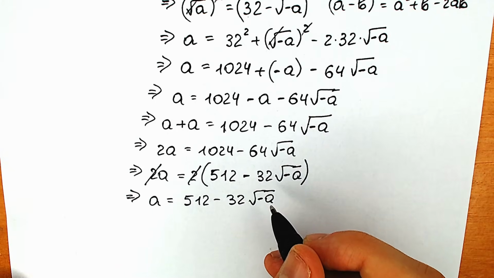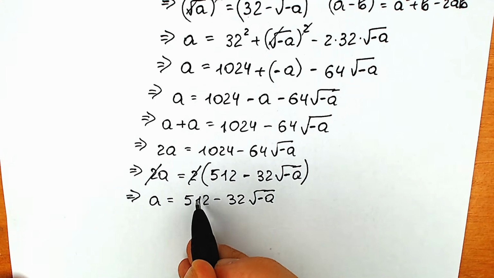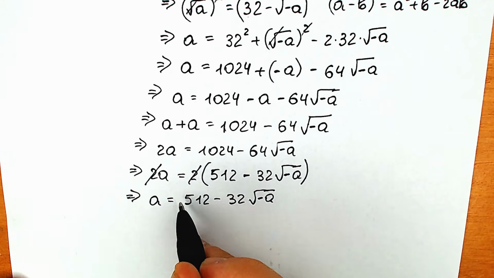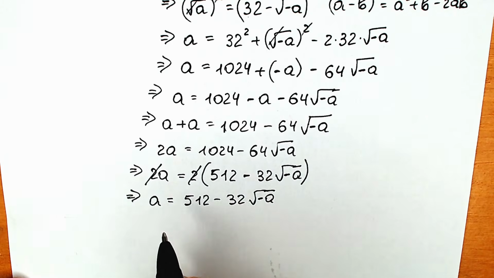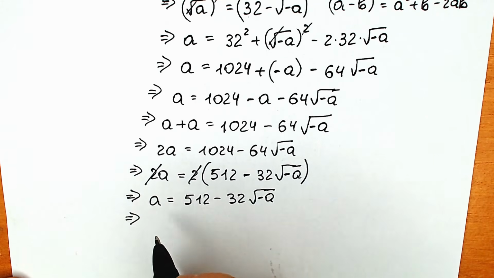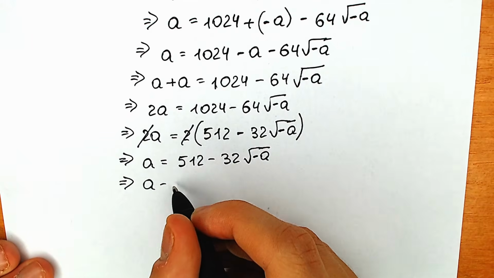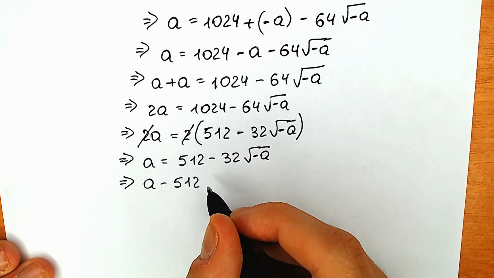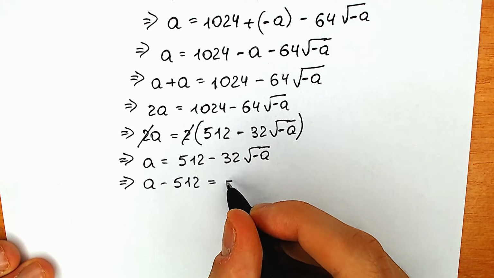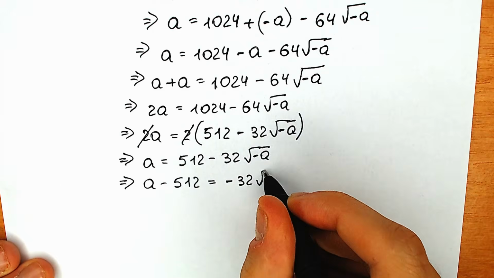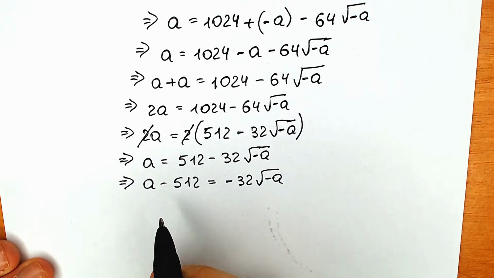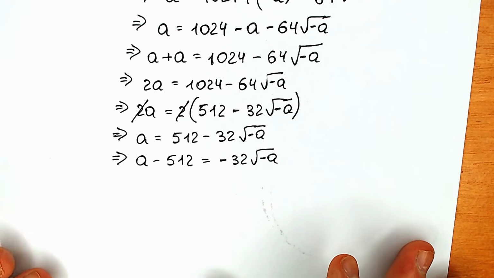What we're going to do next, right now let's write this 512 on the left side, so let's bring this 512 from right side to left side but with the negative sign. Okay, so as a result we have a minus 512 equal to minus 32 square root of minus a. So we just write this 512 on the left side.